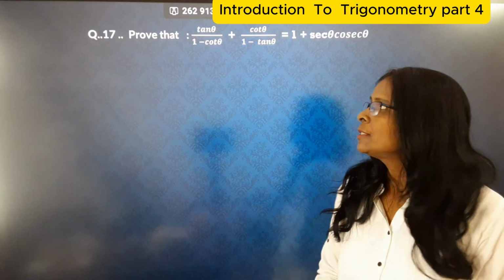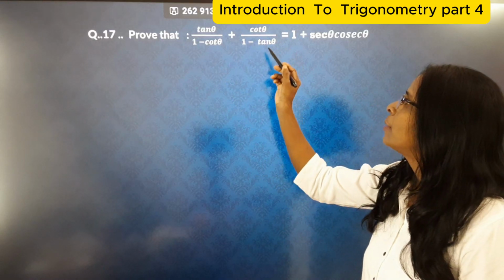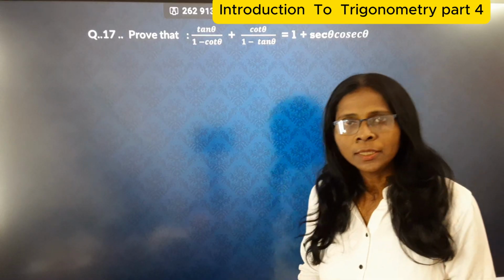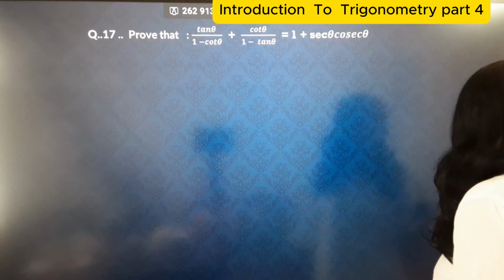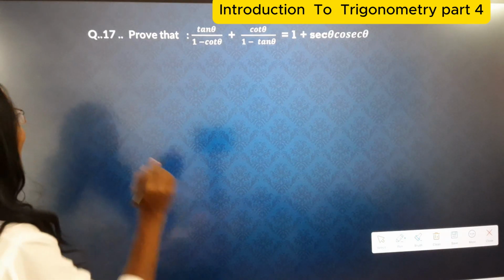Example 17, students. Prove that tan theta upon 1 minus cot theta plus cot theta upon 1 minus tan theta is equal to 1 plus sec theta cosec theta. So let us start to solve this example. First, we write the LHS.